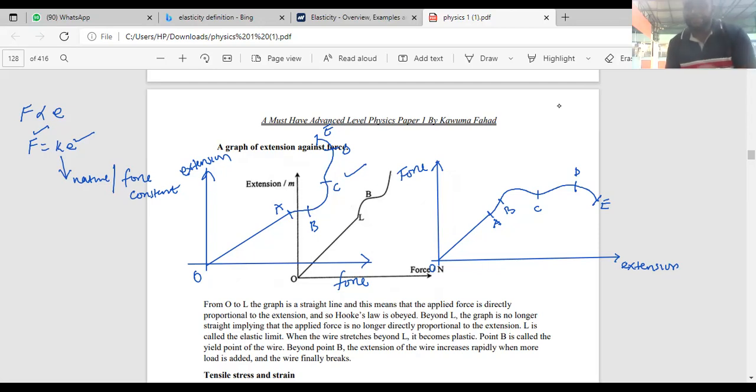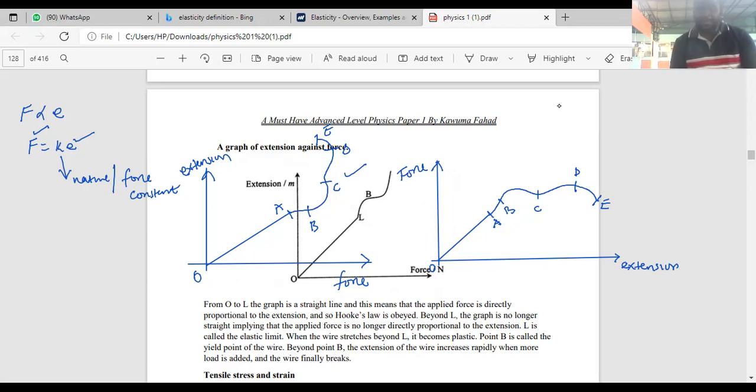So with that, when you see beyond B, between B and C, that is where I've called point B the elastic limit. Now, when you reach point C is where we have the yield point.